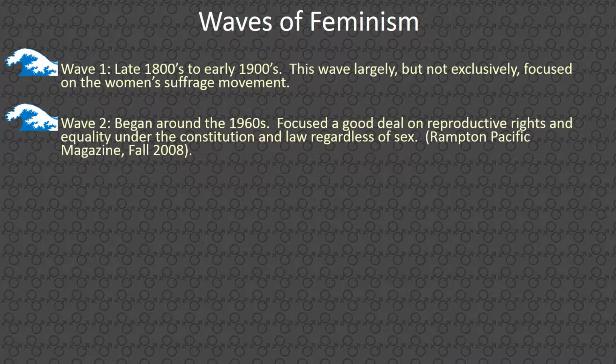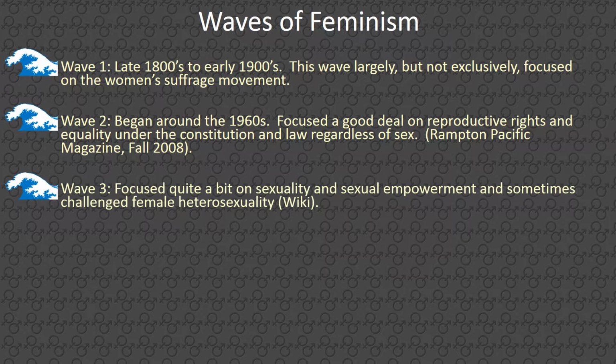Wave 2 feminism. This is usually thought of as beginning in the 1960s. There was a large focus on reproductive rights and constitutional equality regardless of sex. Wave 3 feminism. This wave focused a good deal on sexuality and sexual empowerment and often challenged female heterosexuality.